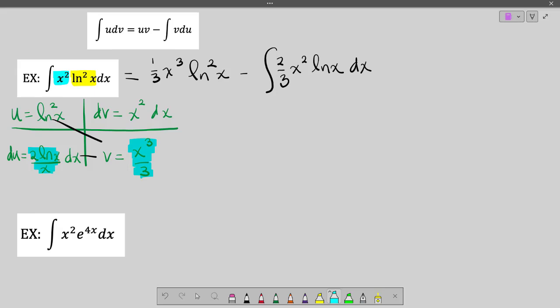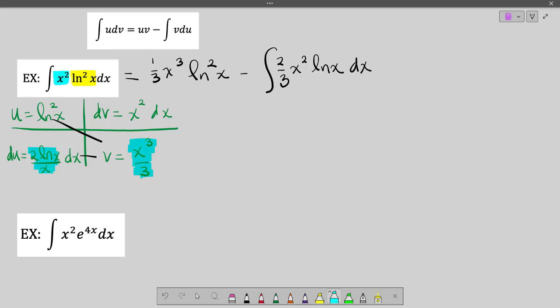And here's our crossroads. We say, is this integral easier than the original? Does it look less complicated? Yeah, it looks better, right? What's different? Well, we jacked the power of natural log down a notch. Right now it's the power of 1, so it's working.